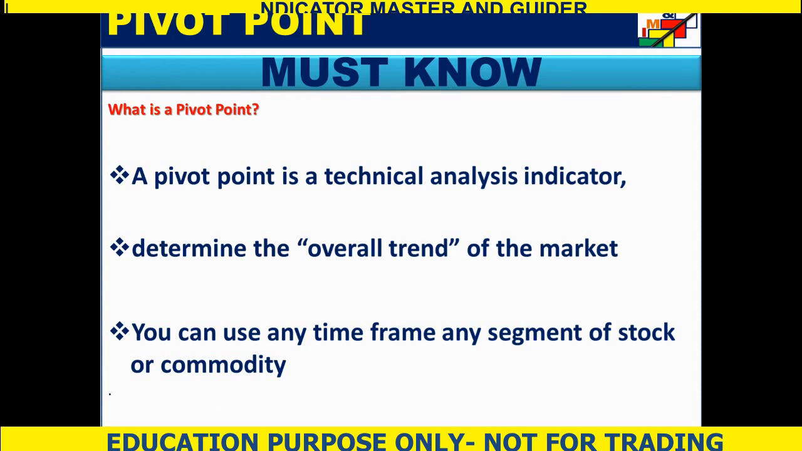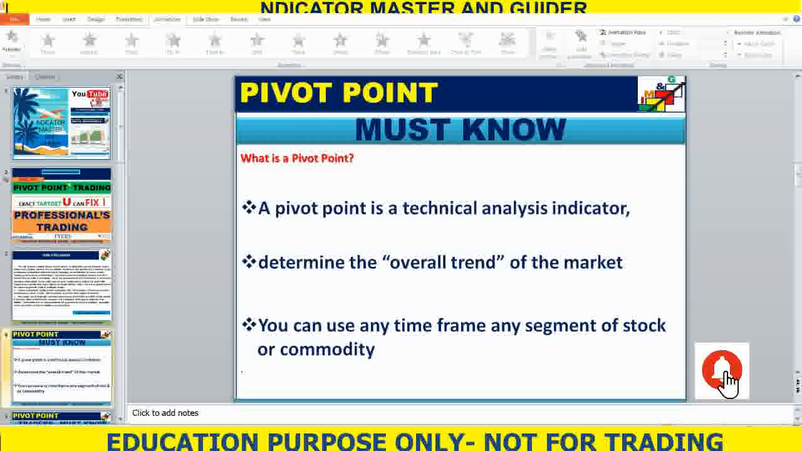Pivot point, you must know: what is a pivot point? The pivot point is a technical analysis indicator. I just showed you that once the pivot point line is made, the price goes in the opposite direction, or further down, or further upward. That is why it is called an analysis indicator. Once the price comes to that particular line, we can analyze easily where the price will go further. It determines the overall trend of the market, so we can identify the overall trend here.